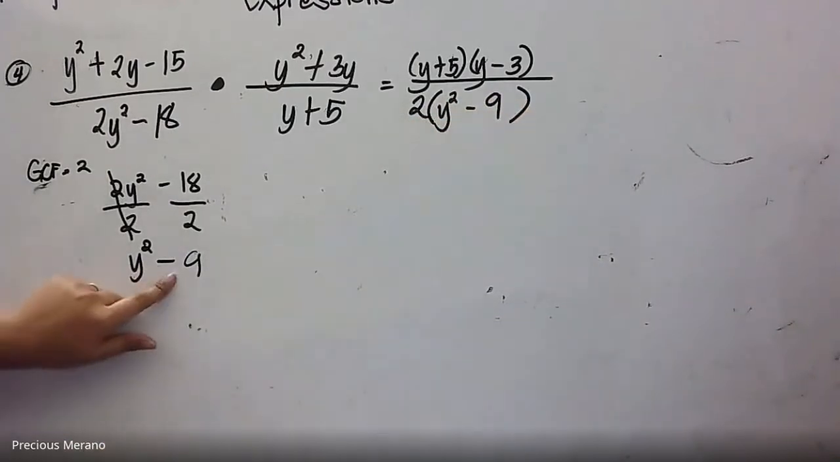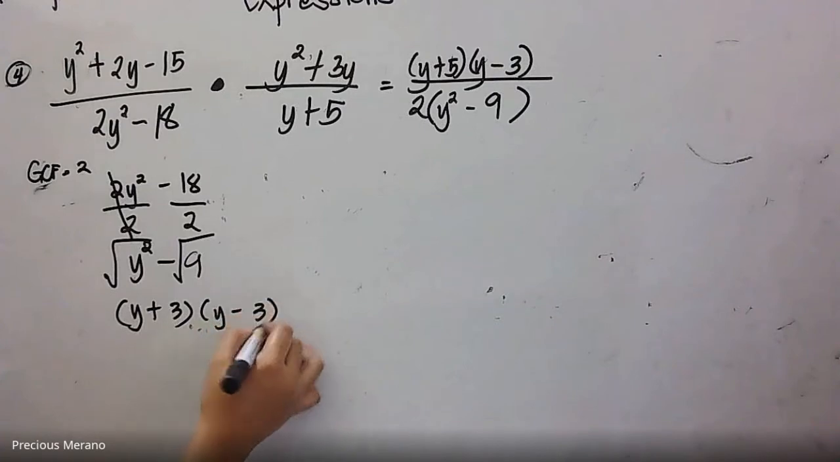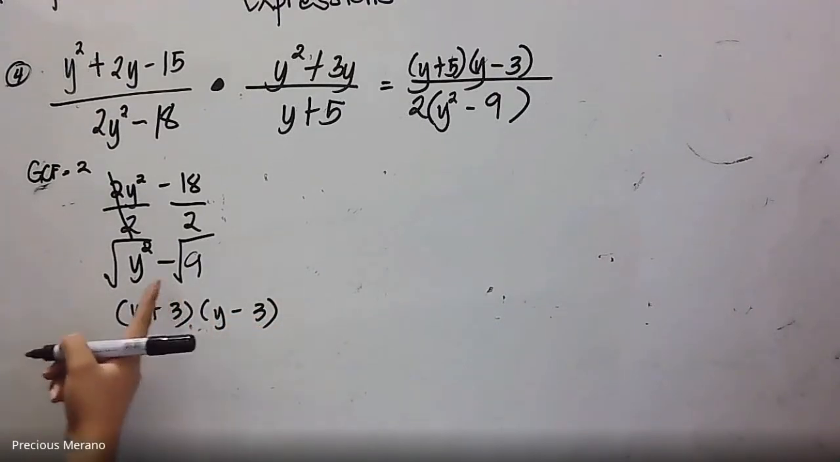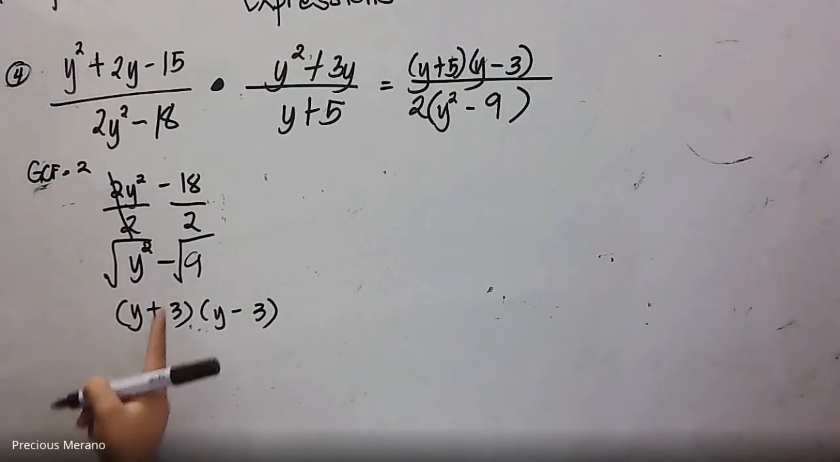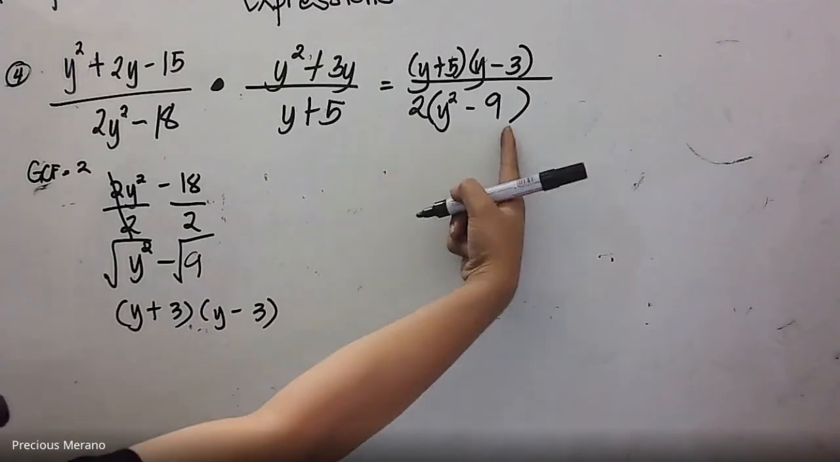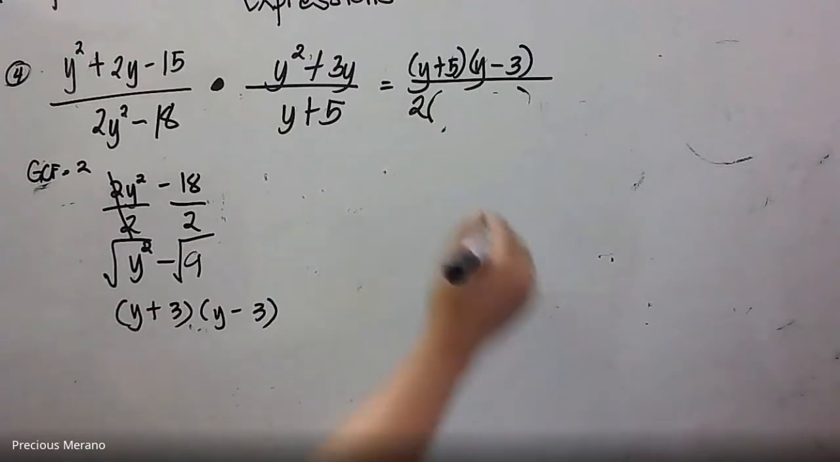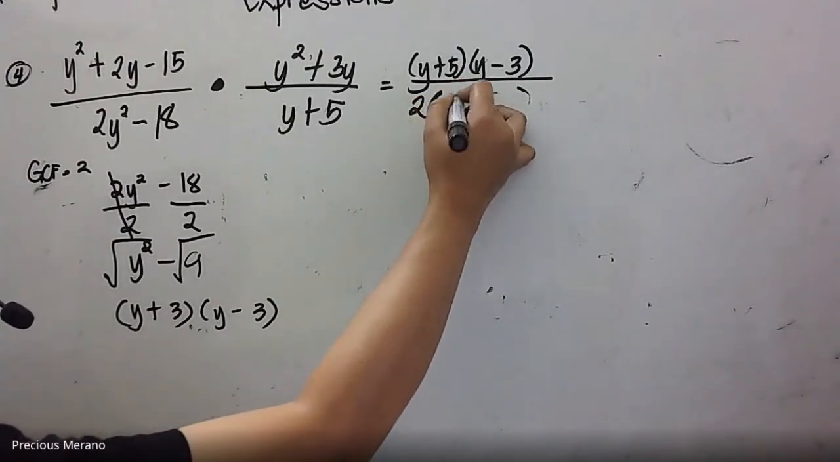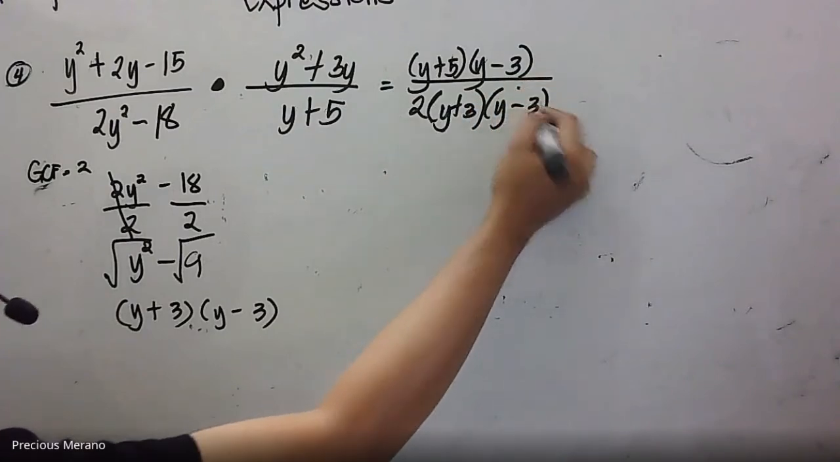Si y squared minus 9 ba pwede ko pa rin i-factor? Yes. Square root of the first term and last term, which is y plus 3 times y minus 3. Kasi first term is y, and square root of the last term is 3. And then, factoring the difference of two squares to, di ba? Kaya siya positive, and then the other one is negative. So, papalitan ko na to ng y plus 3, y minus 3. Di ba? Mahaba-haba na siya. Ang haba na ng mga sinasagutan natin. Y plus 3 and y minus 3.